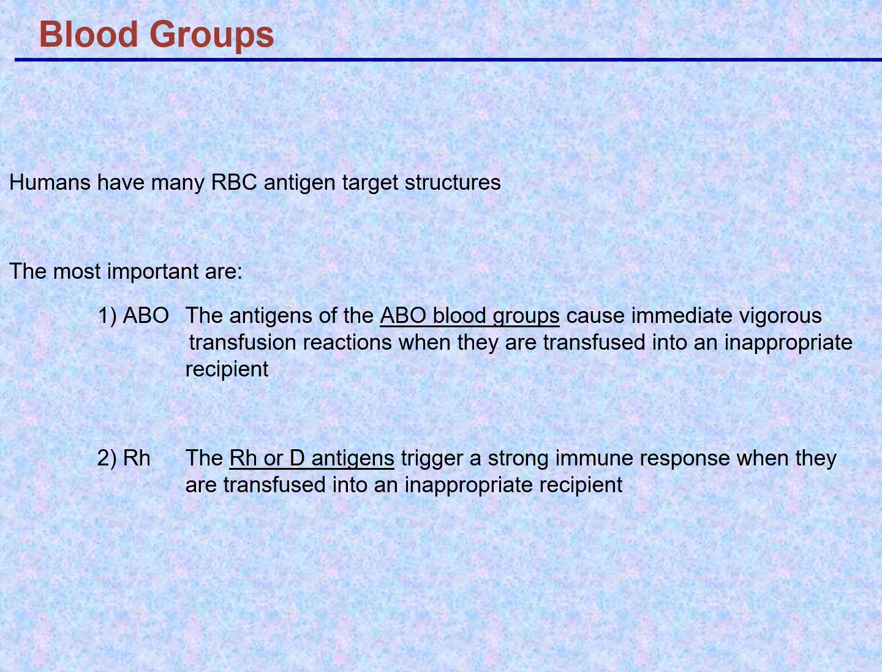If you are Rh negative, you don't have the big D antigen, then you will develop an anti-big D. And if you get transfused again later, after having developed that antibody, then it's a problem because that antibody will latch onto the transfused cells and trigger lysis of the cells.